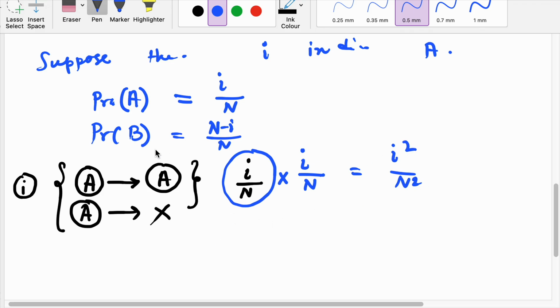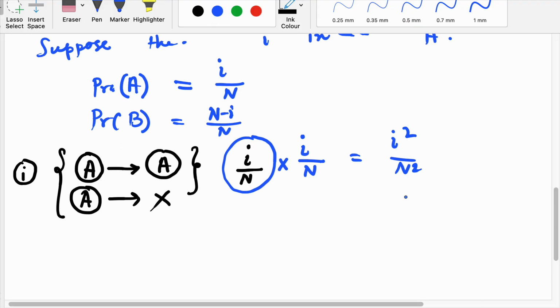But if this process happens, the population state will not change, because one A type individual reproduces and I kill another A type individual. So the total number of A type individuals will remain the same, and it will remain the same with probability i squared by n squared. Is it clear?